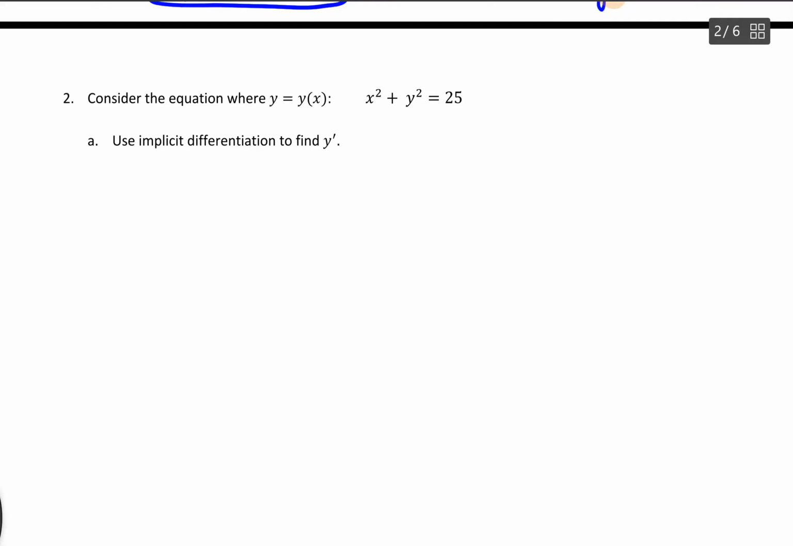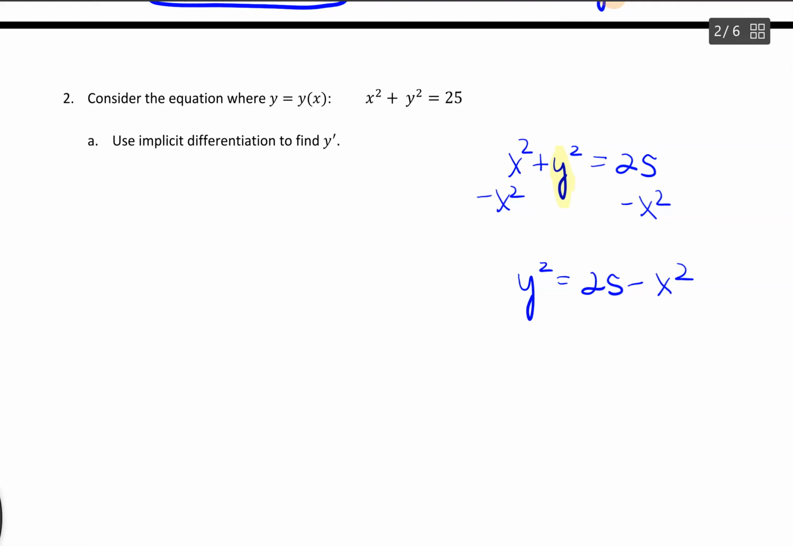Implicitly. And the reason why I have to do it implicitly, don't write this down, but if I try to make this explicit, if I tried to get the y alone, I'd have to subtract the x squared on both sides, right? That's fine.